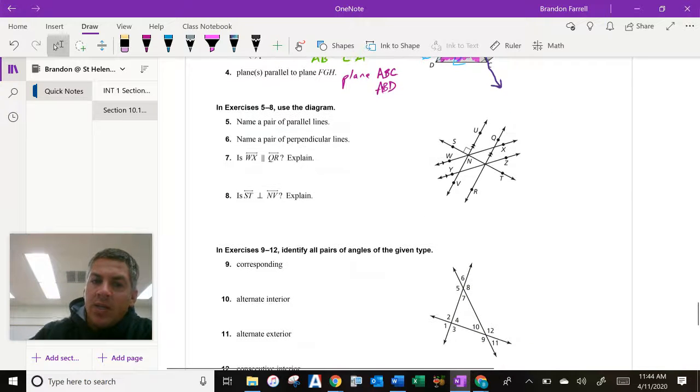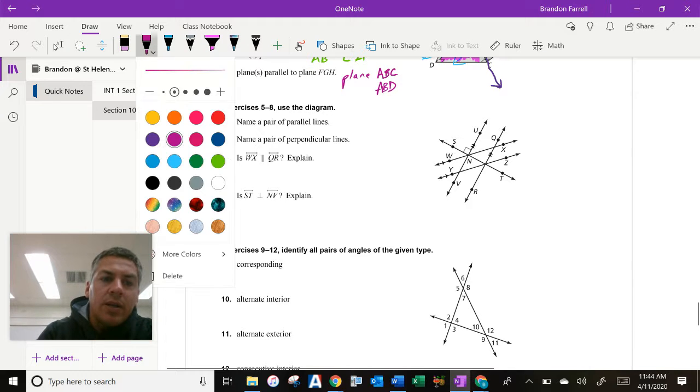All right, this particular problem here, 5, 6, 7, and 8 uses this figure. So this figure here is a little bit confusing because there's quite a few lines there going through there.